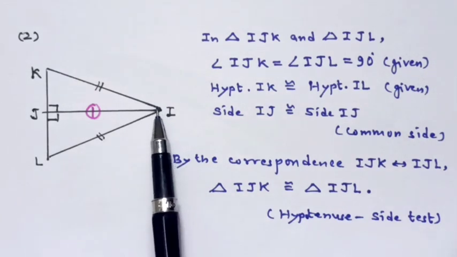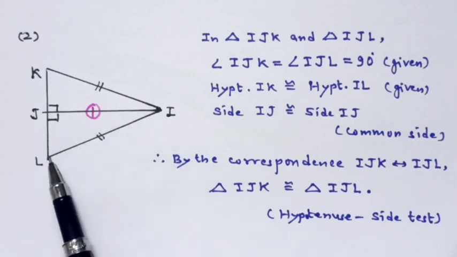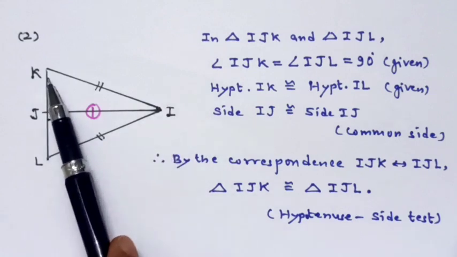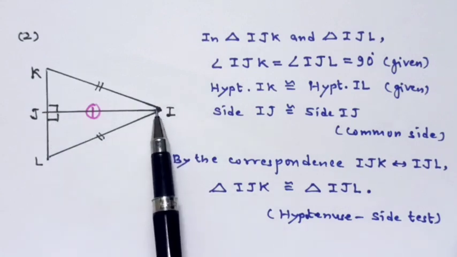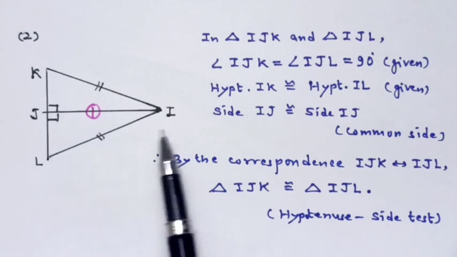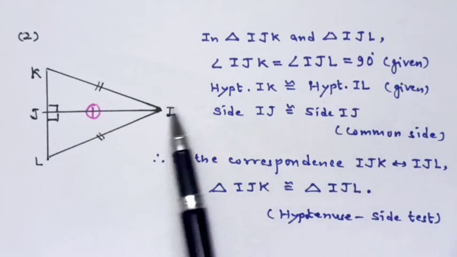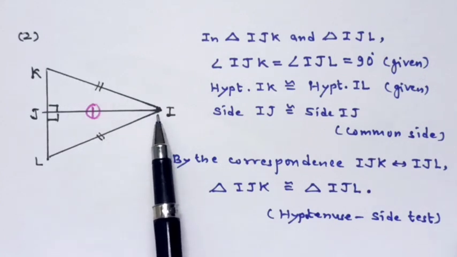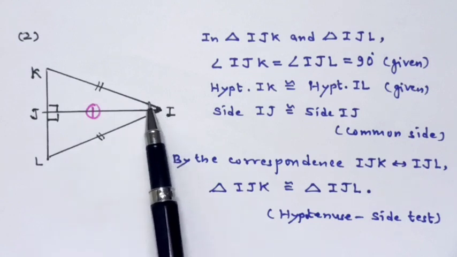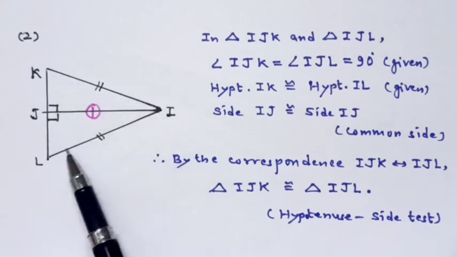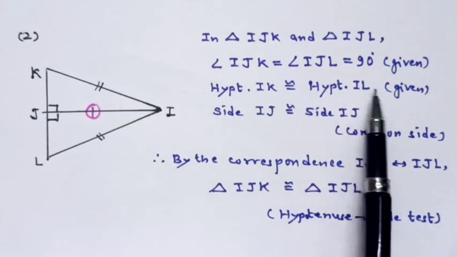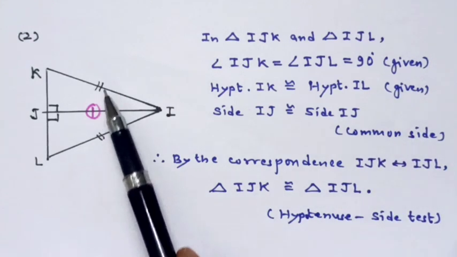In triangle IJK and triangle IJL, angle IJK will be equal to angle IJL, that is equal to 90, given. That means it is a right angle triangle. Now this hypotenuse IK and here IL, they are congruent. So write hypotenuse IK congruent to hypotenuse IL. It is also given. These are marked identical.